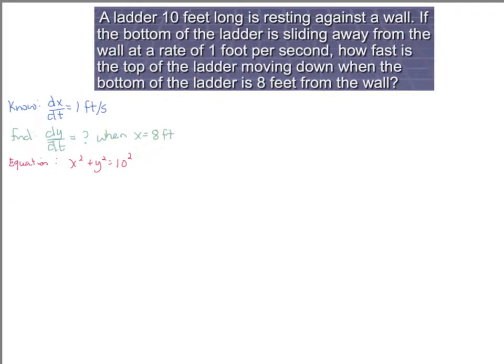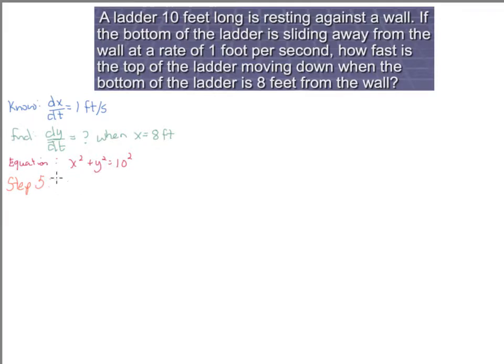I ran out of room on the other page, so I just go ahead and put the most important information up here. Our known information is the derivative of y with respect to time is 1 foot per second. We're going to find the derivative of y with respect to t when x is 8 feet. And we know our equation is x squared plus y squared is equal to 10 squared. So let's move on to step 5.